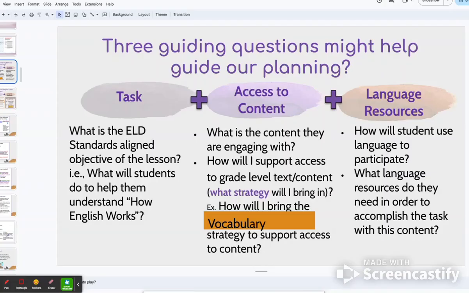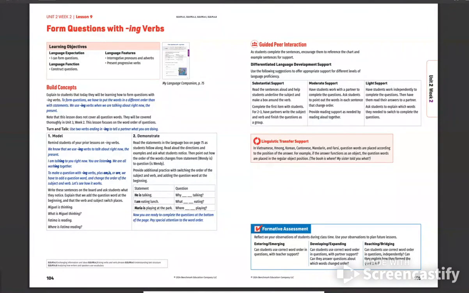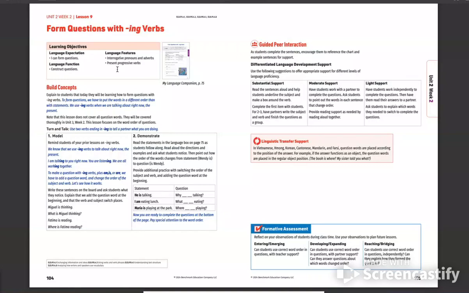I go back to my guiding question, so we know what they're working on. What will students do to understand how English works? In this case, they're going to be changing the order of the subject verb agreement. The strategy we've talked about is bringing in the visual supported text through an anchor chart and steps within that anchor chart. And so now I'm still looking to see what language resources we might need. So always referencing these three guiding questions as I plan.